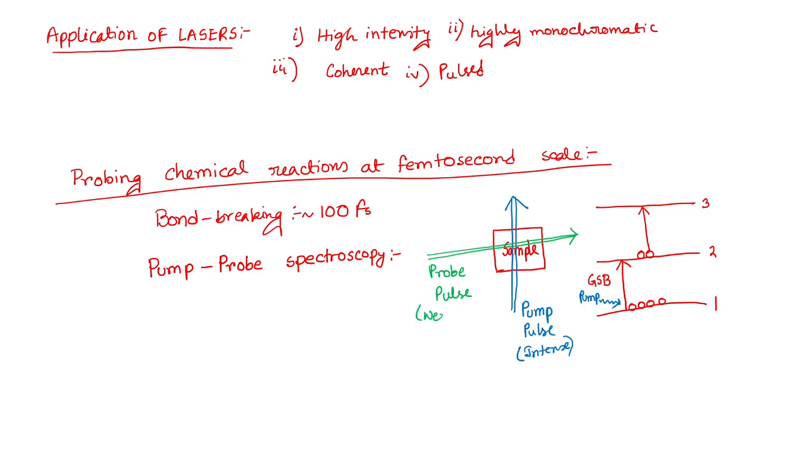This is weak. So it can absorb some probe pulse and it can go higher. So this is known as excited state absorbance. This is known as ground state bleach.